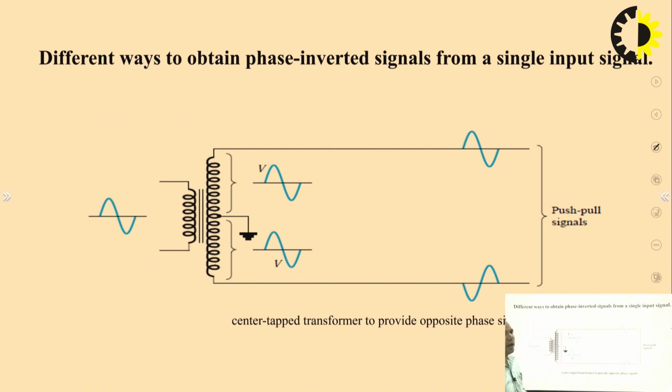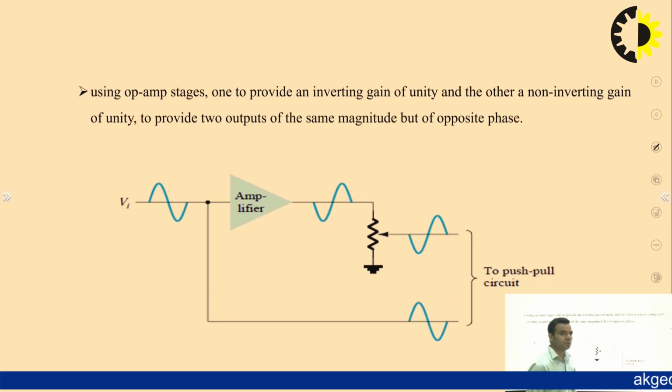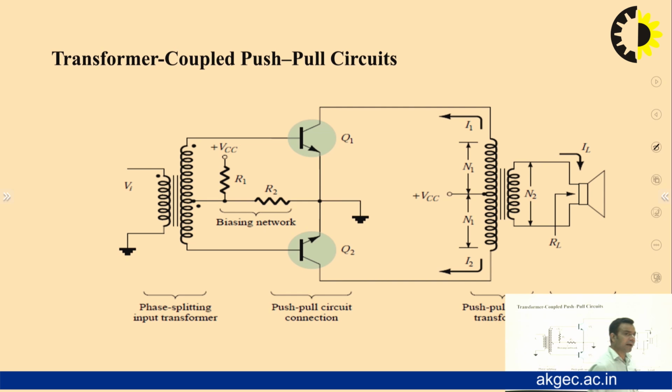There may be another circuit where you can use the center tapped transformer, and then you can use the phase reversal technique also. That means this signal will be in phase. If you use this, the signal will be out of phase, and then you can provide this input to two transistors. Okay. So there are several techniques which can be used for the push-pull circuit. This is the technique which we have discussed very briefly.